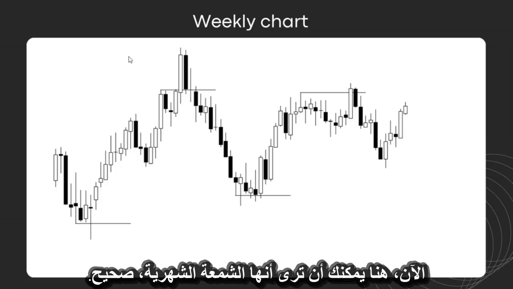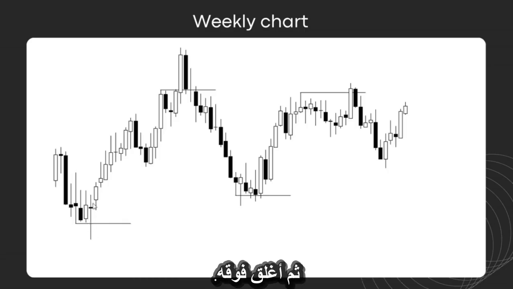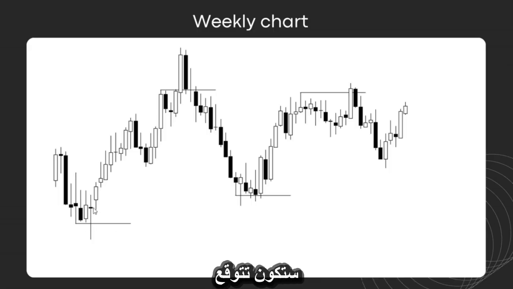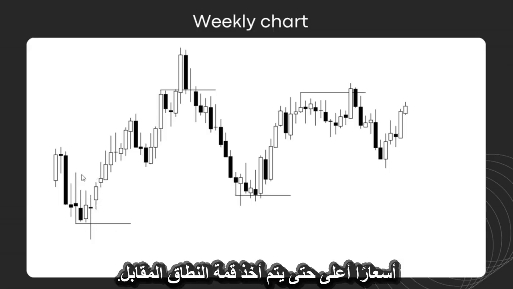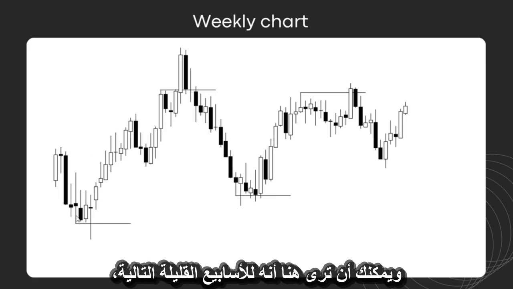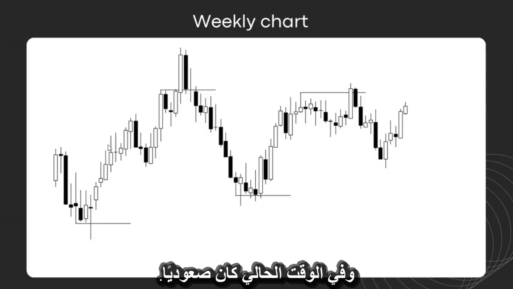Now, right here you can see that it's the monthly candle, right? Price purged this low with this candle, and then it closed above and inside of this range. So for the next weekly candle open, you would be expecting higher prices until the opposing range high is taken, which is this high right here. And you can see for the next few weeks, we kept pushing higher, and our directional bias for the time being was bullish.